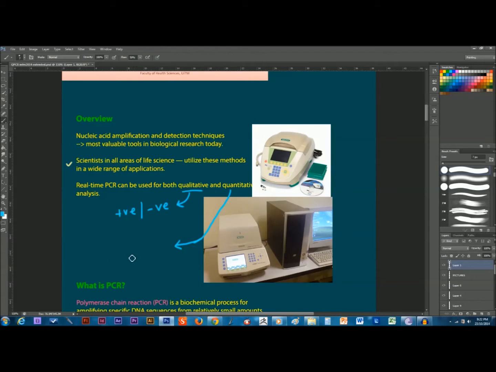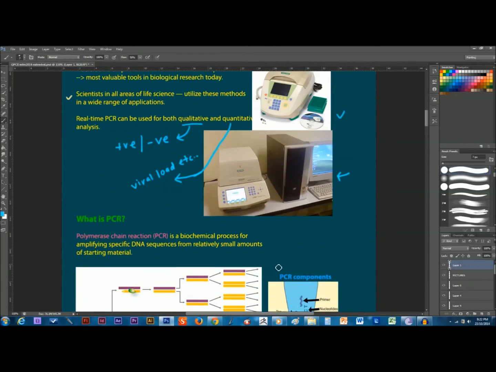This is the instrument for standard PCR, the thermocycler. And this one is the machine for real-time PCR. We usually attach it to a computer or PC.